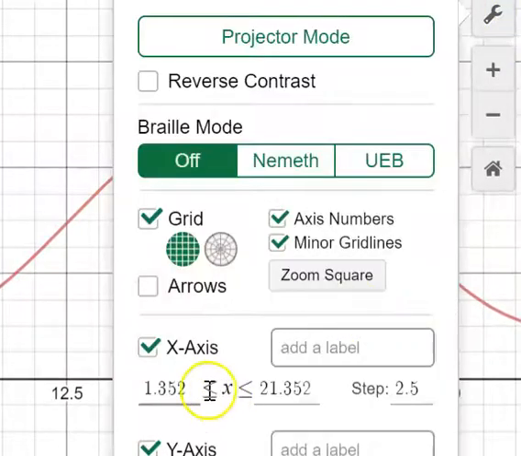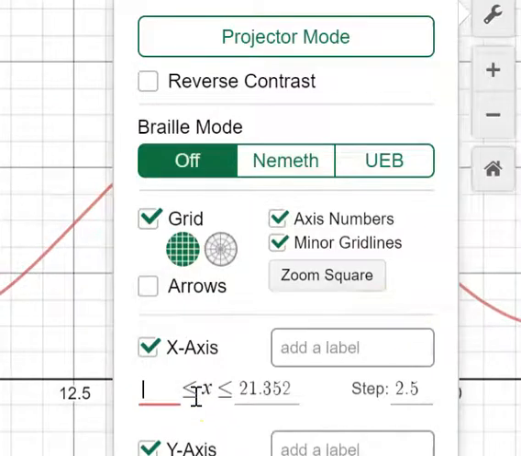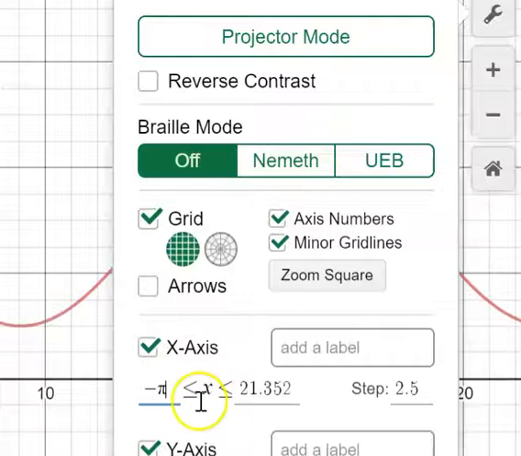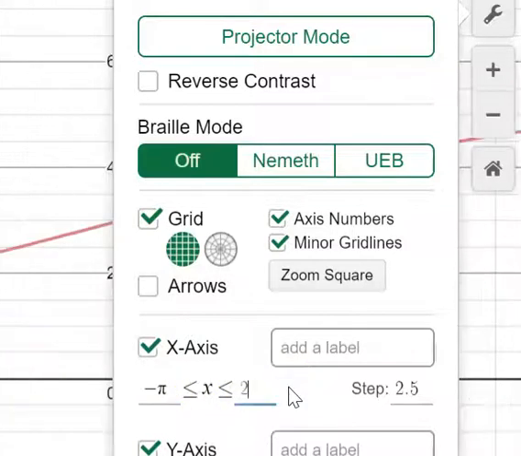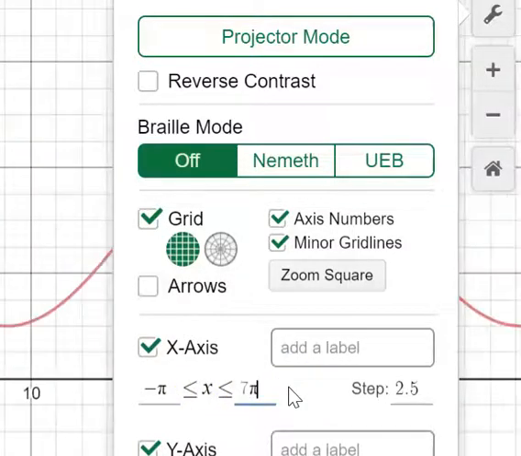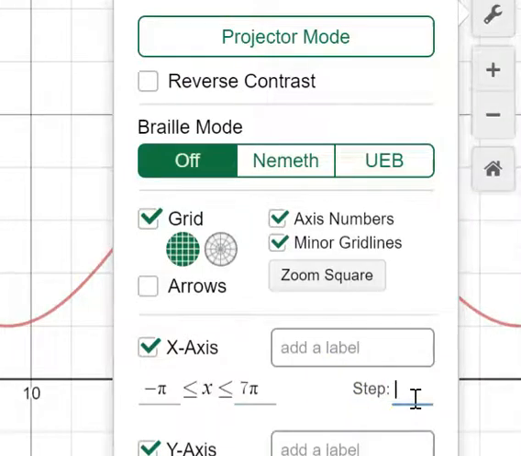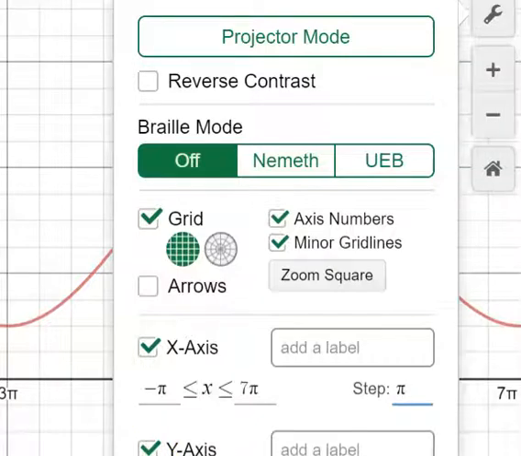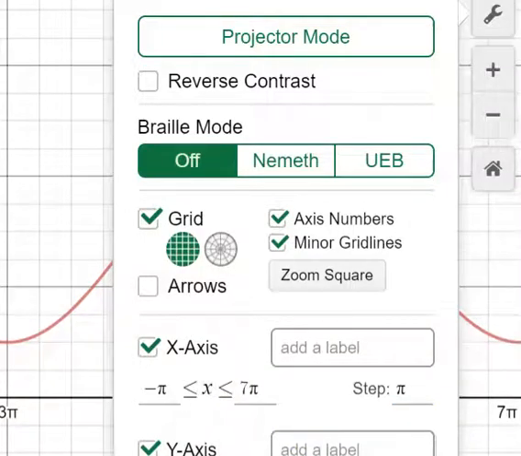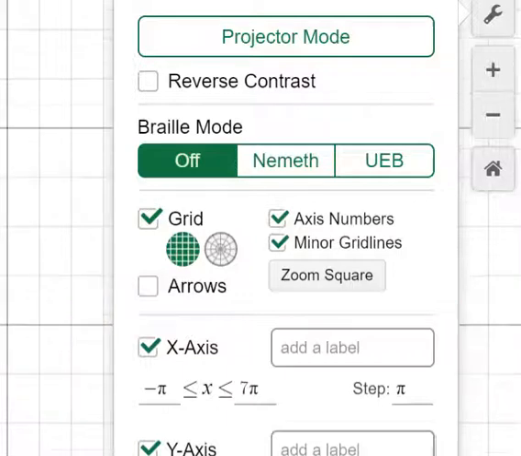So, a wrench here. What's my x min? Negative pi, right? My max is going to be 7 pi, and then my step is pi. And look at how it does the axis for you. Look at that, counting by pis. Okay, then my lowest y min is going to be 1, and the highest that it needs to go is 5.